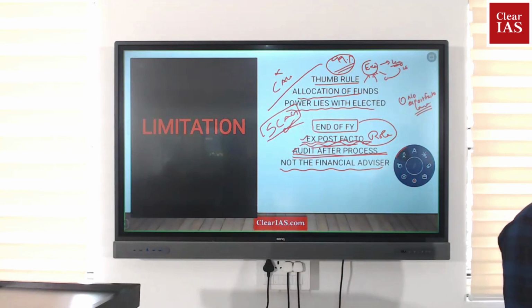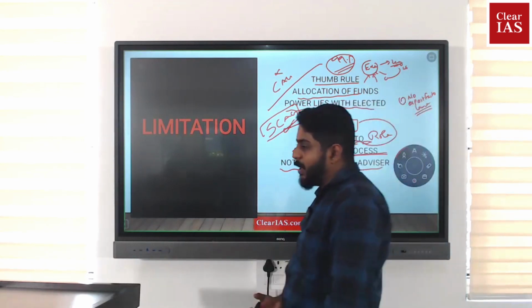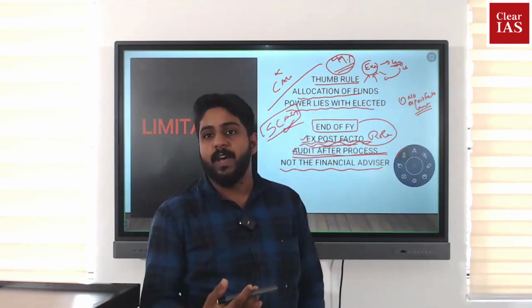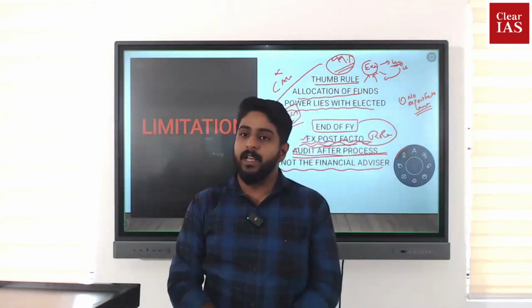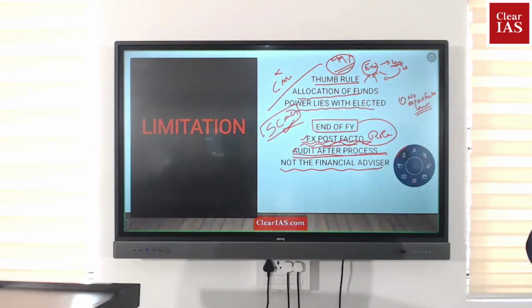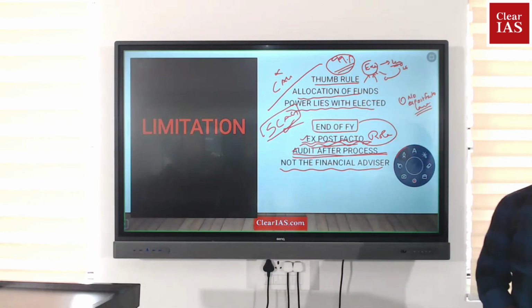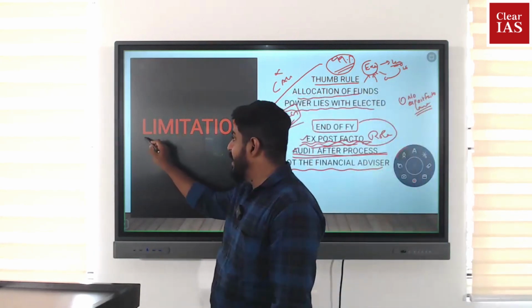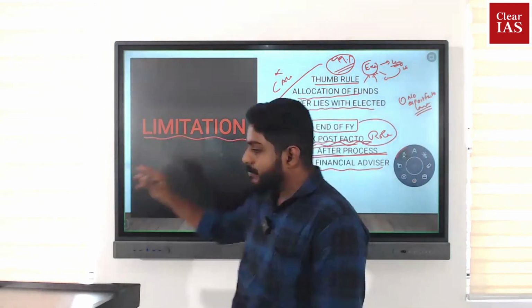Isn't it? If he were a financial advisor of the government, he would be performing a role, a function. But he is not the financial advisor of the government. So he will just sit and watch whether the expenditures are used as per the allocation, and everything is used. All those things will be watched by him, and only the role will come after the end of the financial year. So in fact, this can be termed as a limitation.